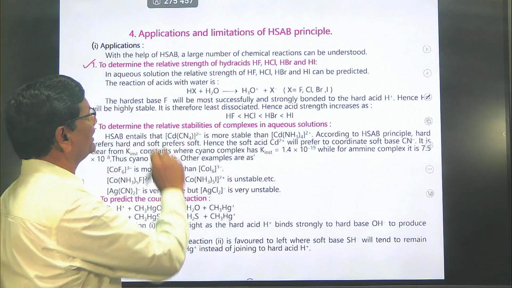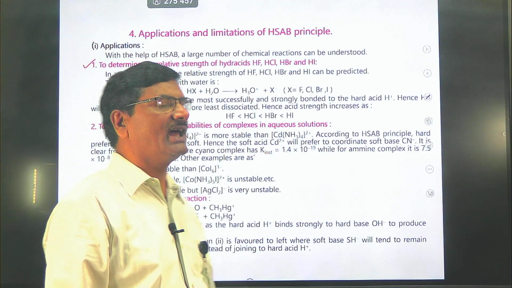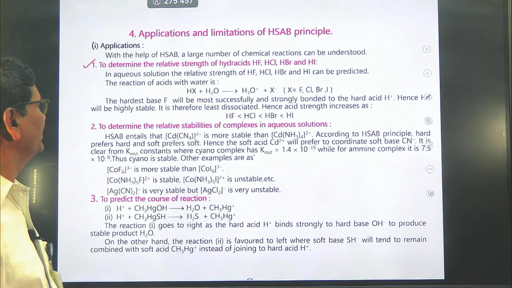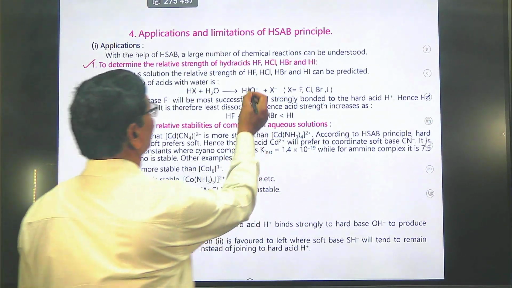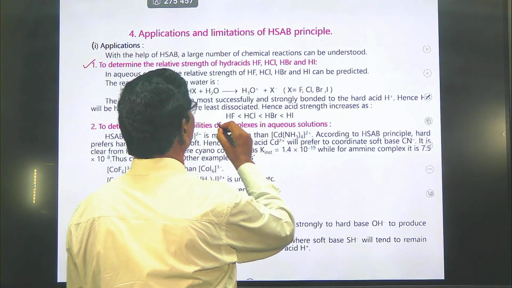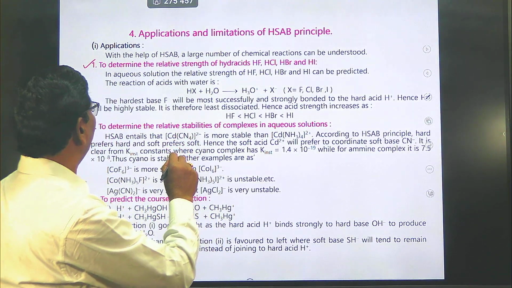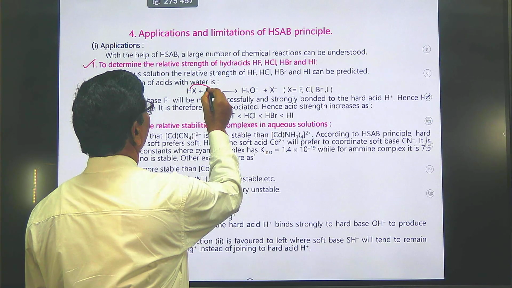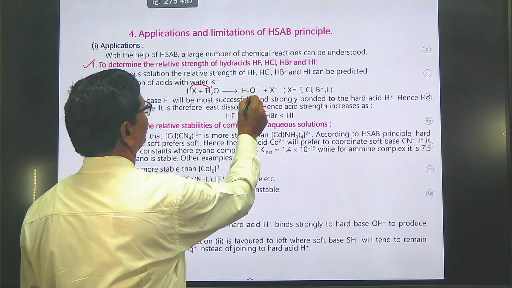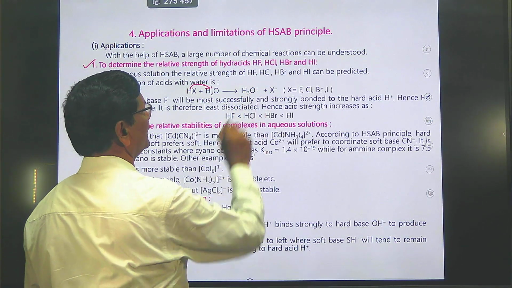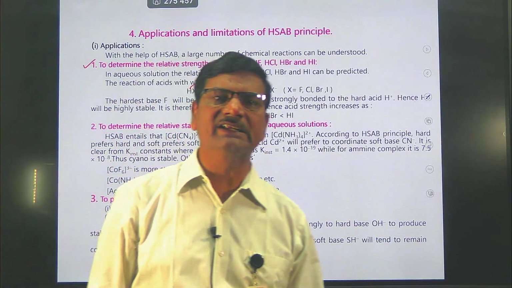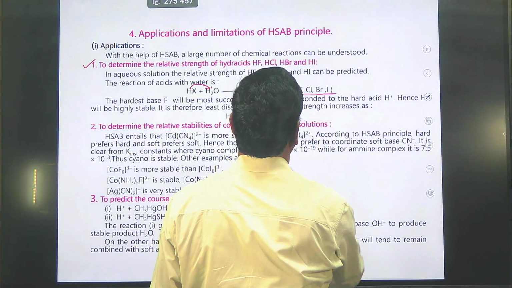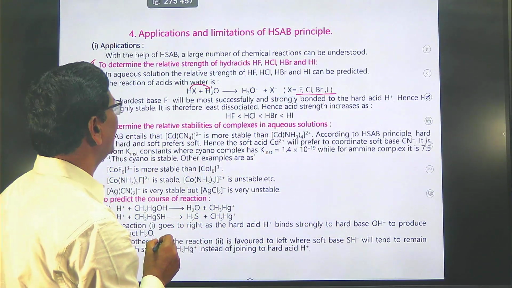In aqueous solution, the relative strength of HF, HCl, HBr, and HI can be predicted from the reaction of the acid with water. If you take any of these acids and dissolve it in water, one proton can be donated to water, forming H3O plus and X minus. X minus is nothing but F, Cl, Br and I. Here X is equal to F, Cl, Br and I.